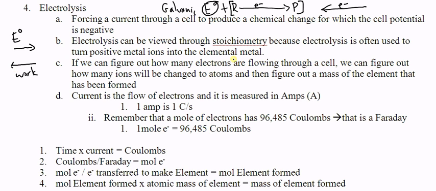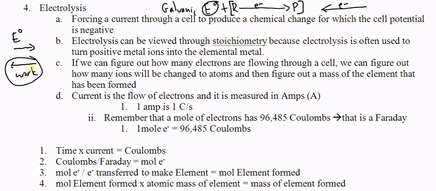Alright, and so if we can figure out how many electrons are flowing through a cell, we can figure out how many ions will be changed to atoms and then figure out a mass of the element that has been formed. So basically we're thinking about all these types of equivalency statements, these bridges between information. And so what we're going to have is information related to the work that's being done on the system. And so there's a few different numbers that we're going to need to have a handle on or have an understanding of as we read a problem.